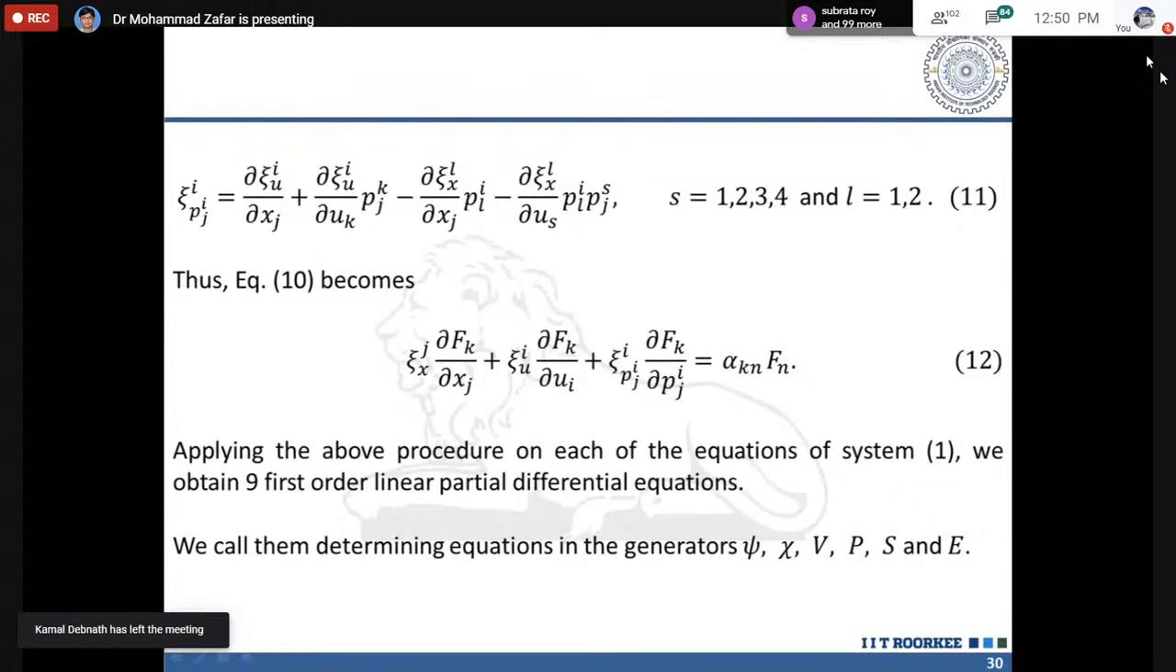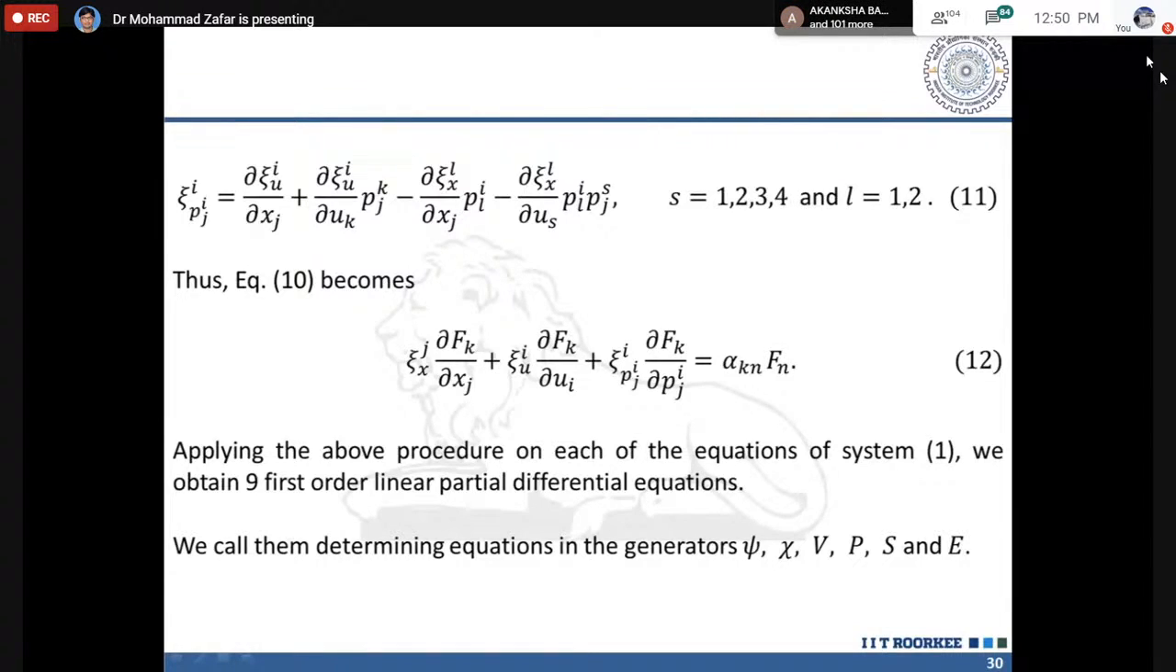Extended infinitesimal, given by this relation, equation number 11. Now, if we do this procedure, equation number 10 becomes, just put the infinitesimals in equation number 10, and finally we obtain this one. So we have this. We are now going to use this equation number 12 for the next calculations.